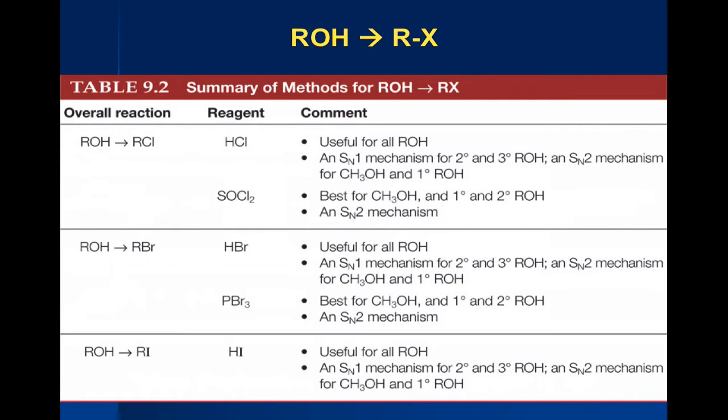Notice what's absent. Fluorine's absent. That's right. So if you take an alcohol and react it with HF, the reaction doesn't really work very well. Can anybody tell me why? Okay, it is a bad nucleophile, but what else? Is HF a strong acid or a weak acid? It's a weak acid.